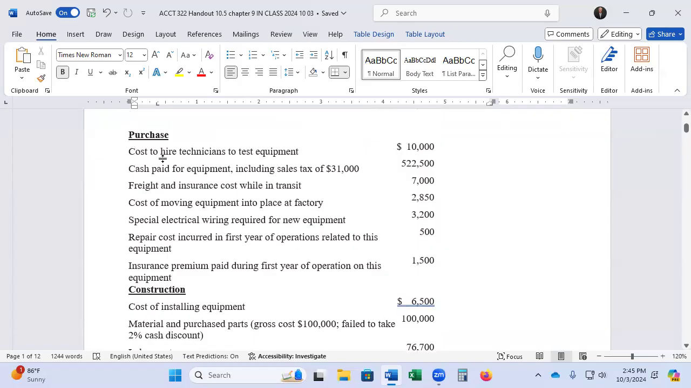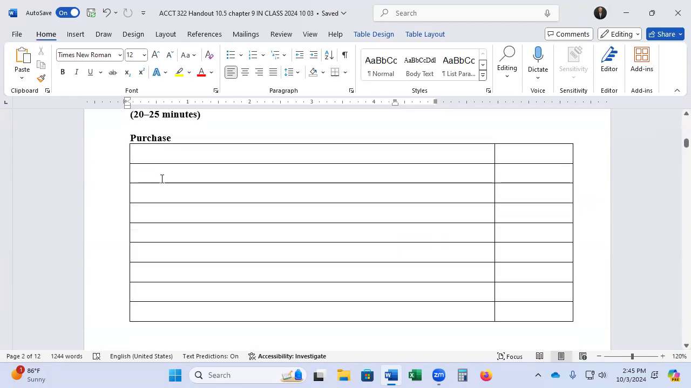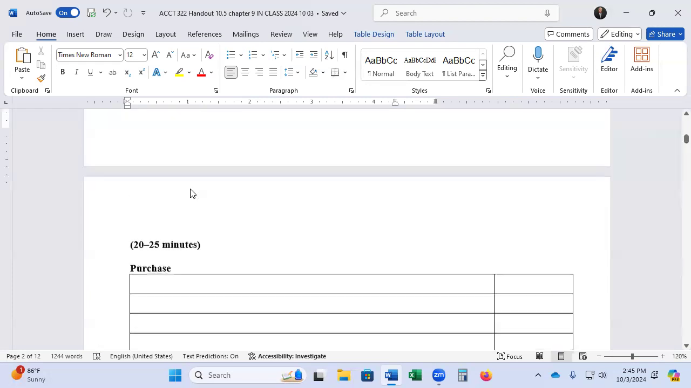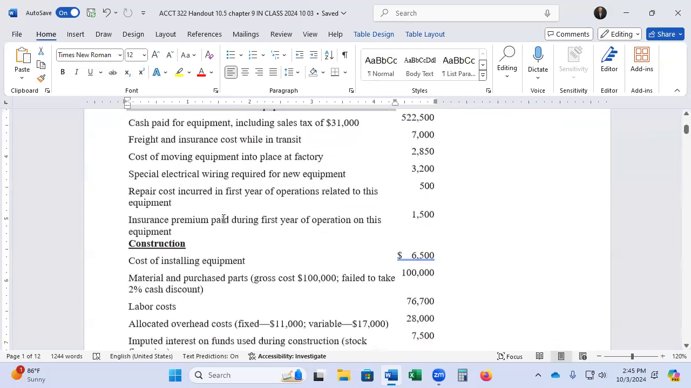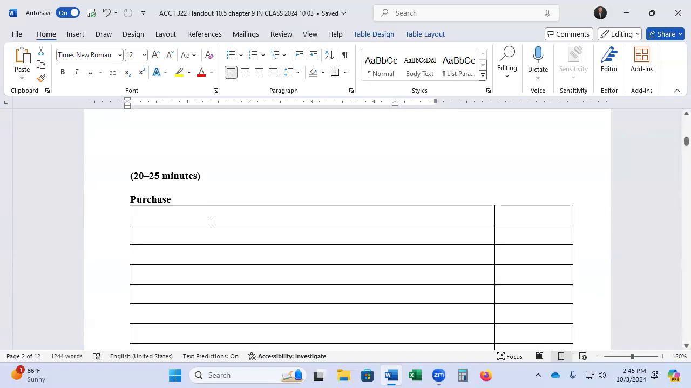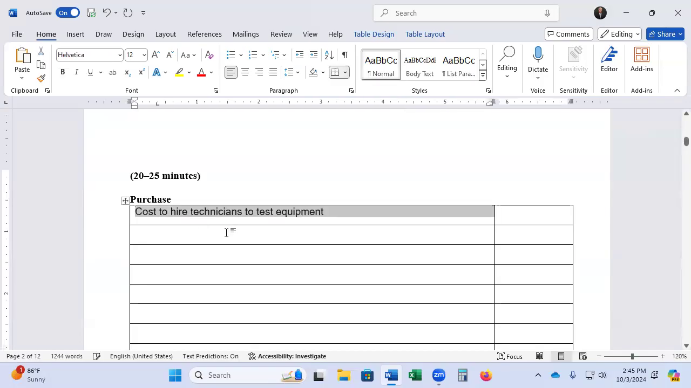Okay, so let's go ahead and talk about the one that we're going to purchase. Now, these are in no particular order. The answer puts them in a particular order, but I would go just top to bottom on a question on your homework software. So, cost to hire technicians to test the equipment. Assuming the equipment needs to be tested before it's put in place, that is something that we would capitalize. And so that's 10,000.